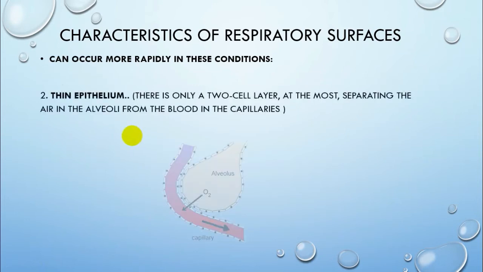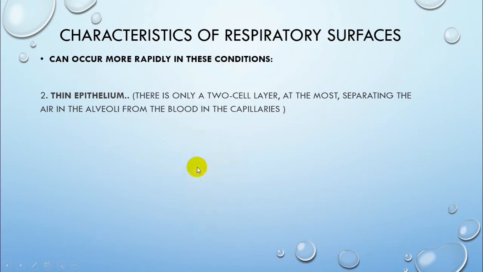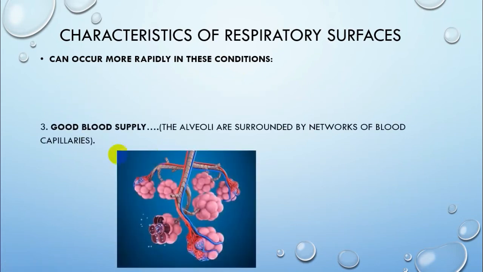The second one is thin epithelium. It means thin layers or membranes. As you see, the alveoli are covered with blood vessels. The membrane of the blood vessel and the membrane of the alveoli are so thin that the exchange of gases, or the diffusion process, is so easy between them. That's why the second reason is thin epithelium, and the presence of these thin membranes makes the process of respiration easier.